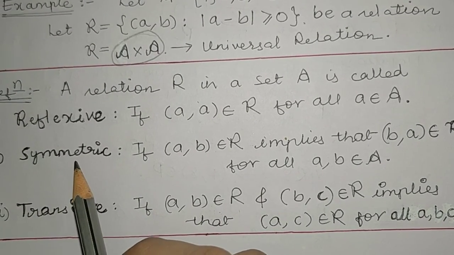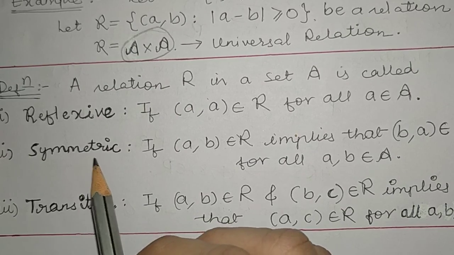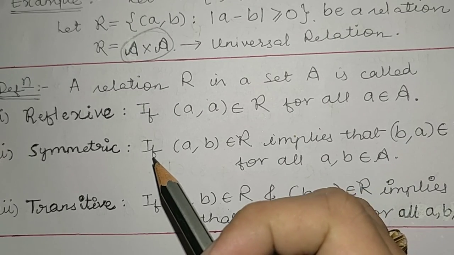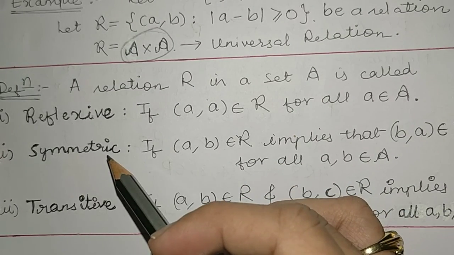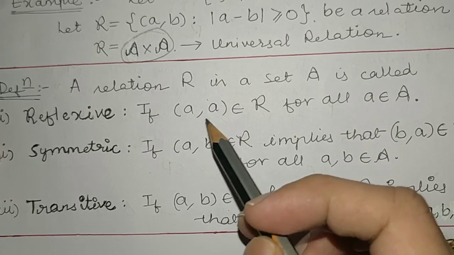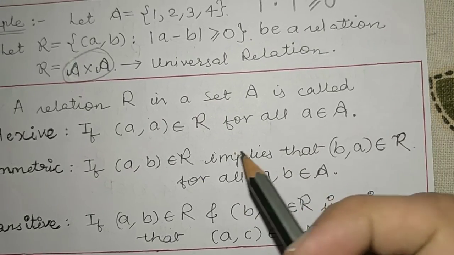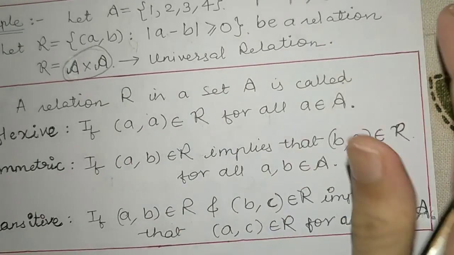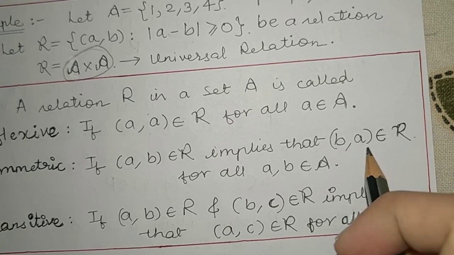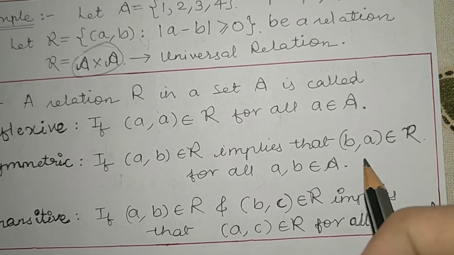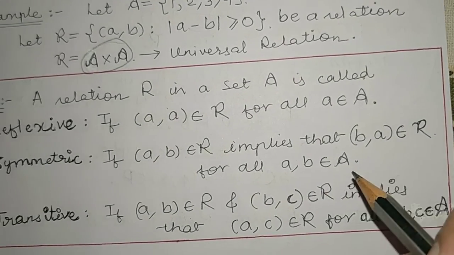Now let us go to the second. So that is symmetric relation. A relation R is called a symmetric relation if (A, B) belongs to R implies that (B, A) belongs to R, for all A, B belonging to the set A.